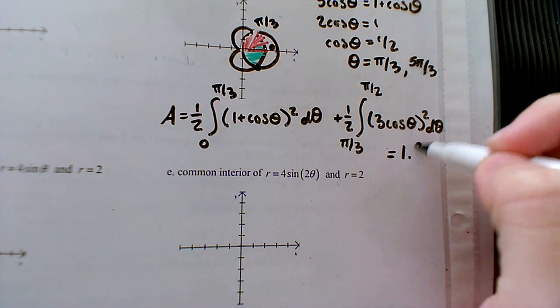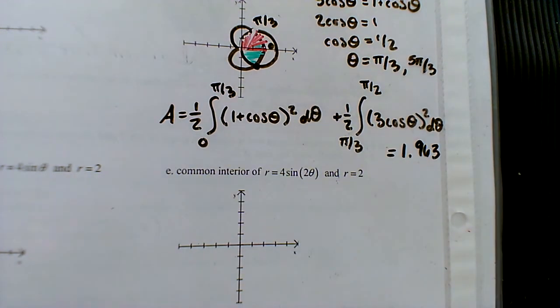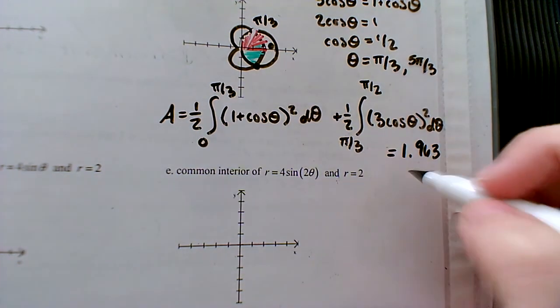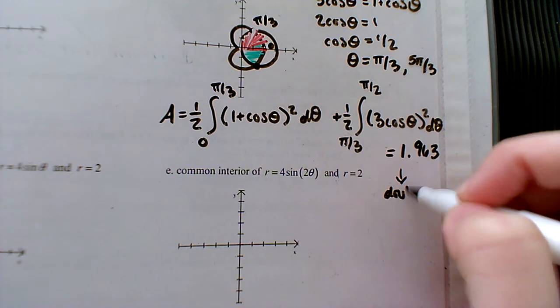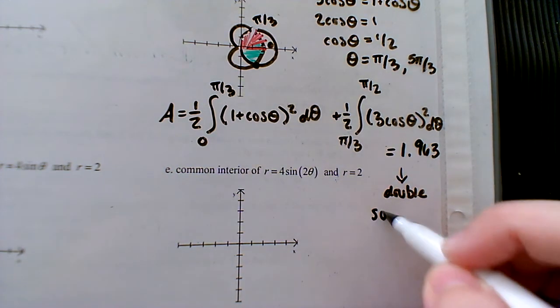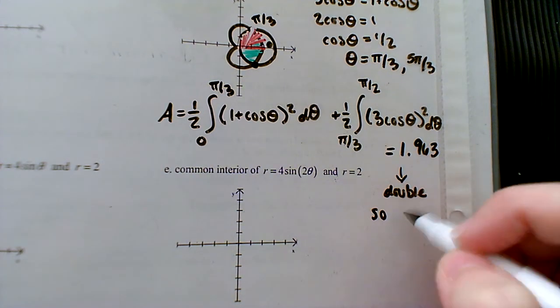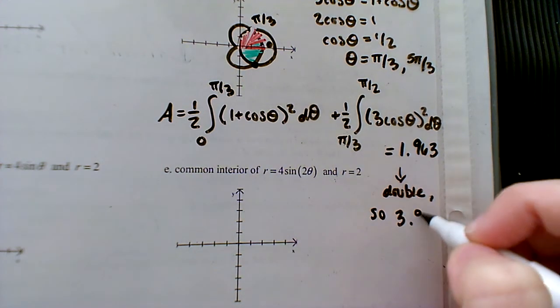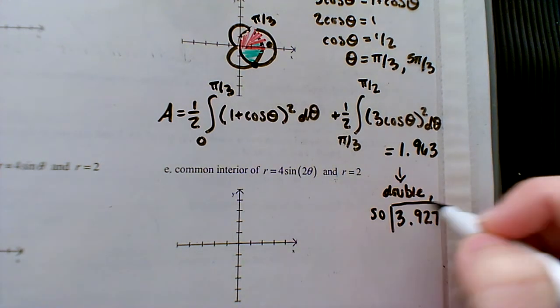Let's see, I got 1.963. All right, so then we'd have to double that to get the additional area underneath the x-axis. So times 2, we'd get 3.927.